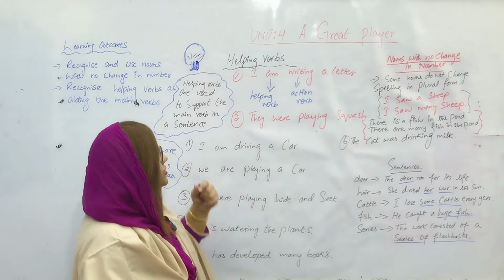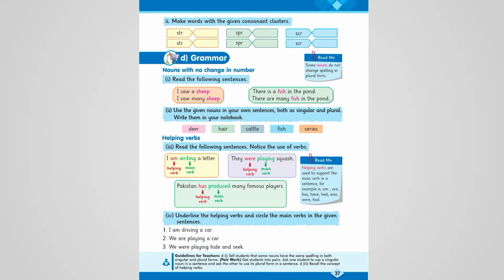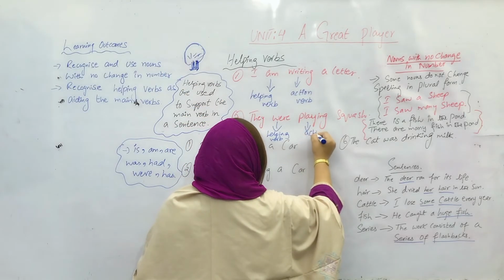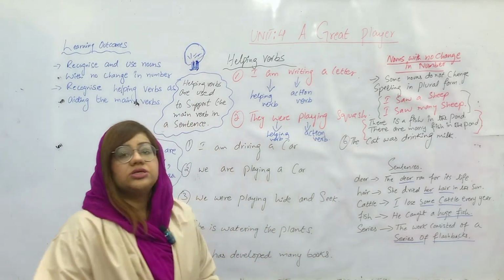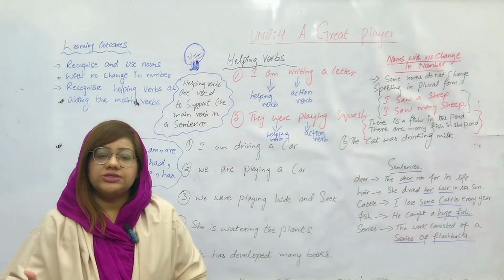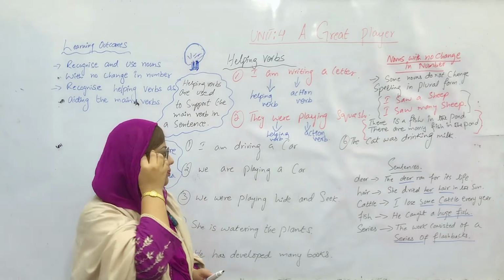Now move to the second question. They were playing squash. Were is a helping verb. And playing, as you know, is an action. So this is called an action verb, because they are playing squash, they are doing some action. So this is an action or main verb.